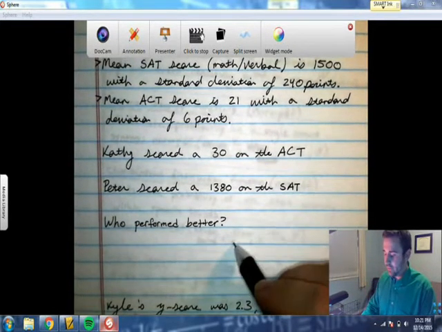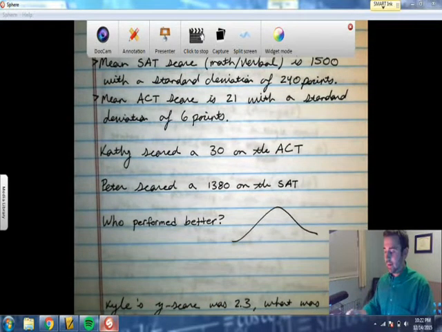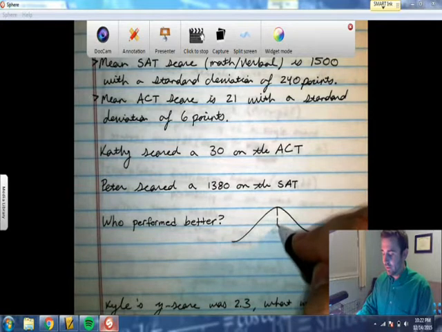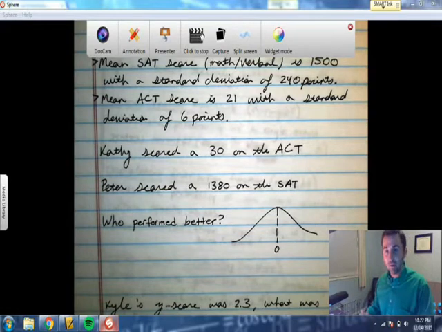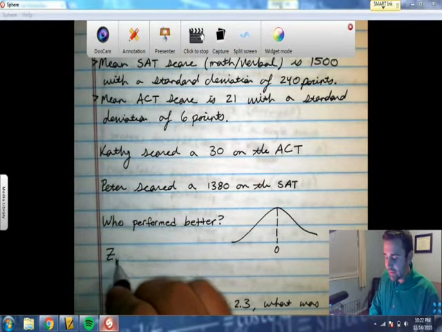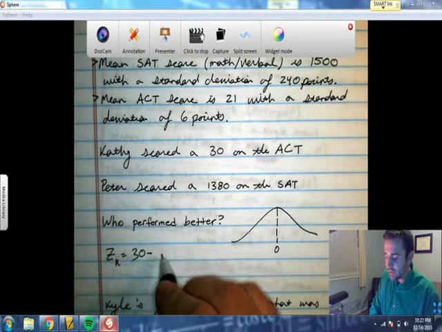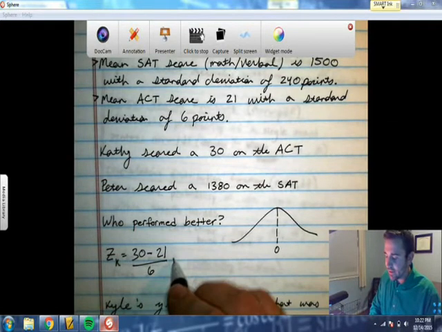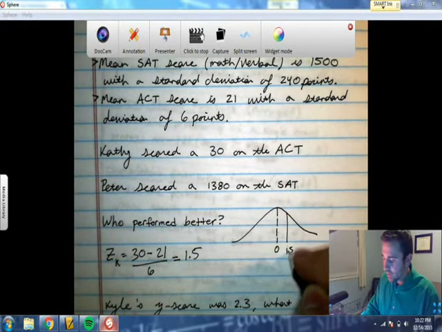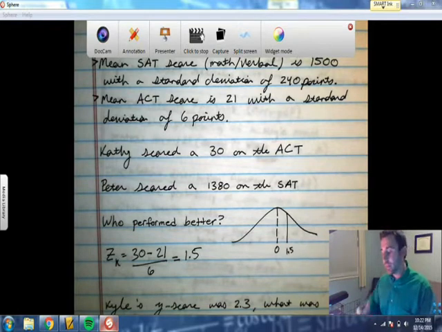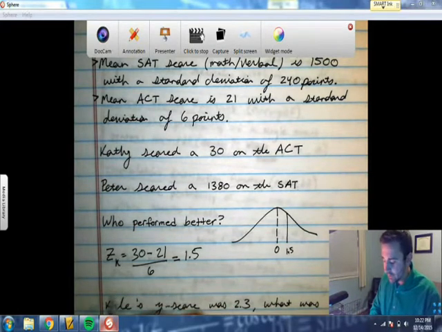If we want to look at our normal distribution, when we're talking z-scores, we're going to look at the mean, median, mode being 0. And whatever our z-scores are going to be, it's going to be how many standard deviations above or below. To find Kathy's z-score, I'm going to take her score, subtract the mean of her data set, which is the ACT 21, divided by the standard deviation, and I'm going to get a z-score of 1.5. So her score is 1.5 standard deviations above the mean.